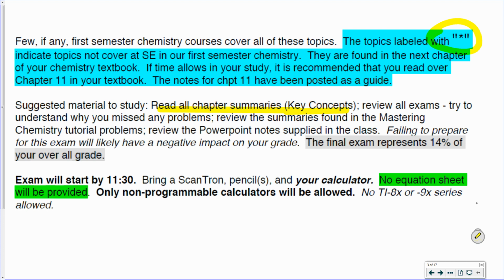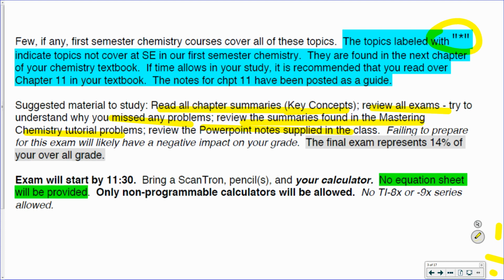Look over your old exams as you can. Try to understand why you missed something. Look at the summaries found in the Mastering Chemistry and the tutorial problems. Mastering Chemistry problems are all still opened up, so you can go look at those problems again, see what you answered or what you got wrong. You can look at your PowerPoints at any time.